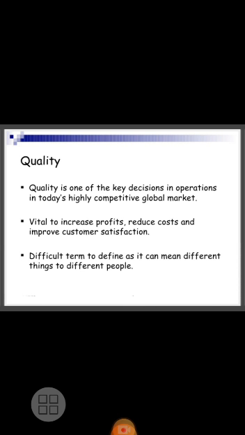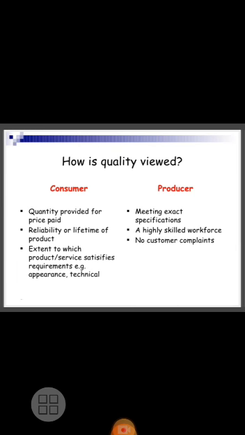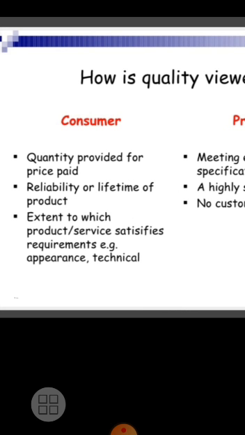So quality is a very difficult term to define, as it can mean different things to different people. Just like for the consumer, quantity provided for price paid is quality. When the quantity is high and they are paying low, it would be quality for them. Then reliability or lifetime of the product, then the extent to which the product or service satisfies requirements, for example the appearance or the technicality or the features of the product. So these are the things which a consumer is looking for in a product.